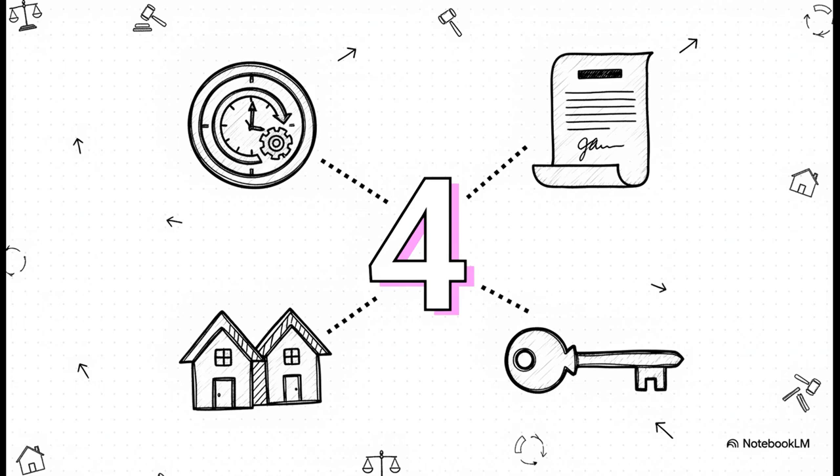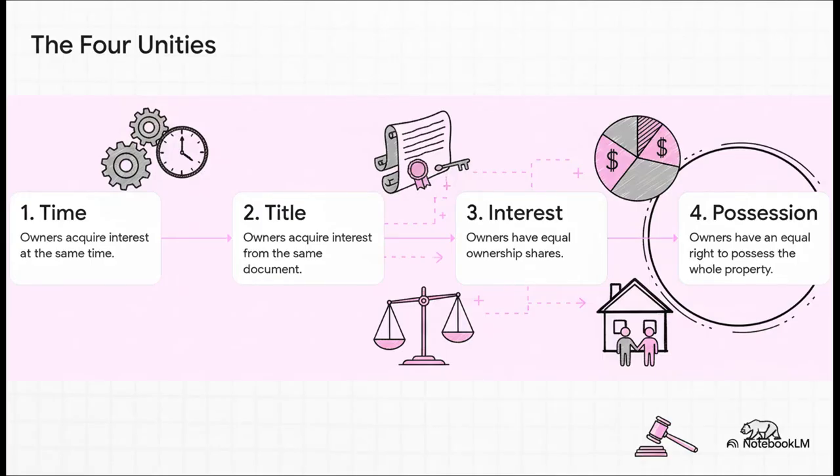It requires 4 very strict legal conditions to be met. We call them the 4 unities. If even one of these is missing, it is not a valid joint tenancy. And here they are: time, title, interest, and possession.